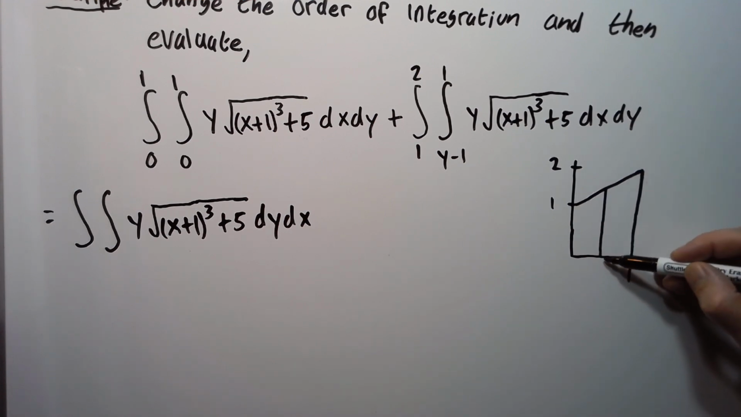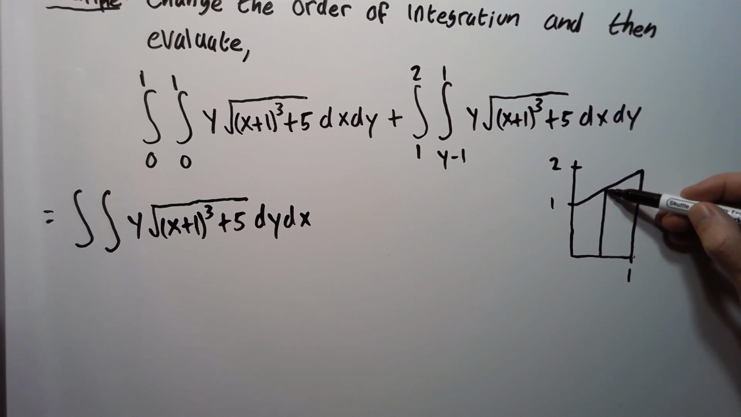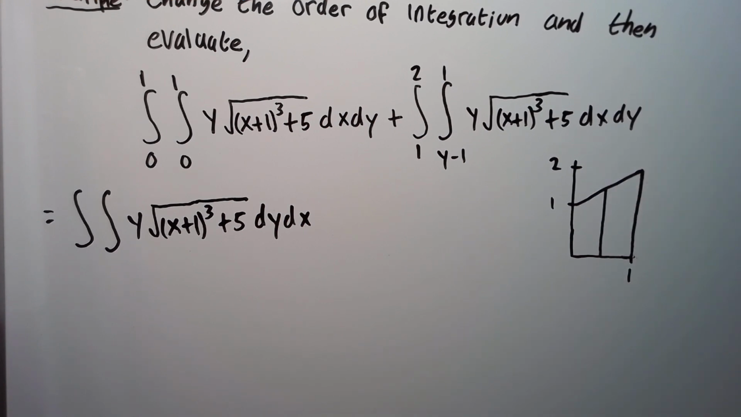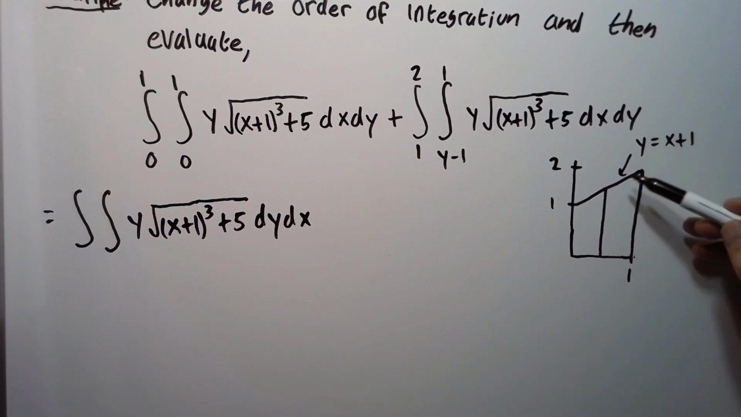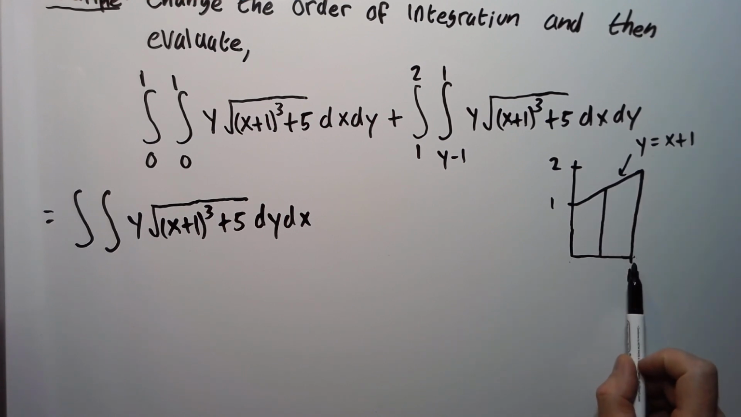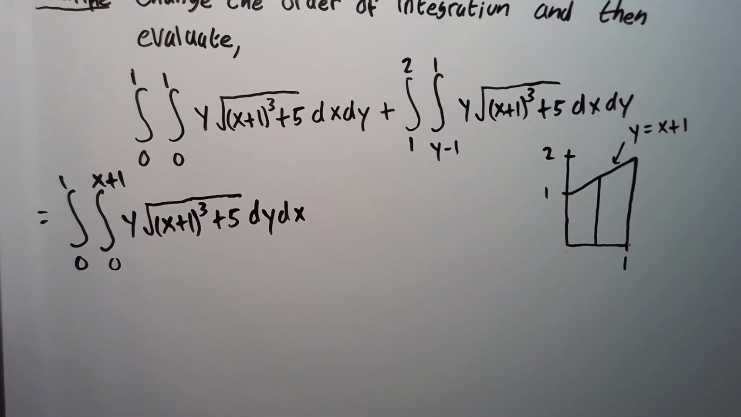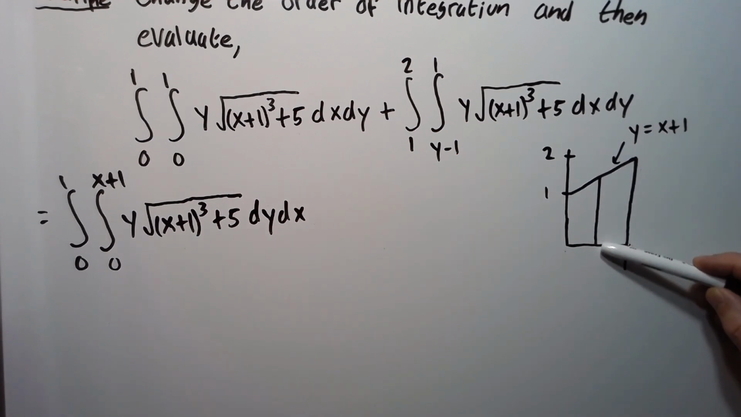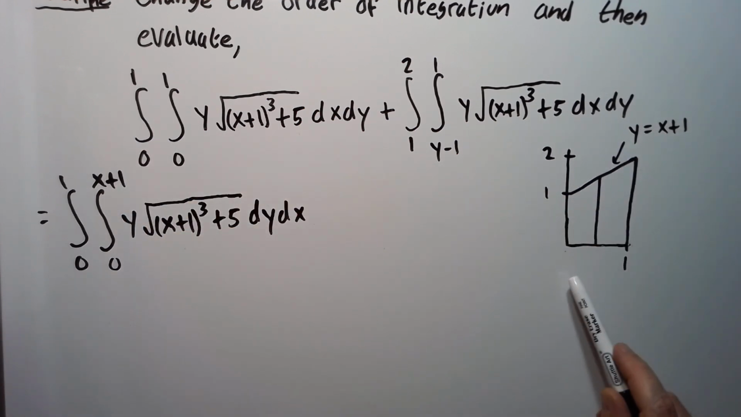Let me draw in the vertical strip here. Drawing the vertical strip, it's going to go from 0 up to the line, and we found that the equation of that line was y equals x plus 1. So therefore the y is going to go from 0 to x plus 1, and the x is going to go from 0 to 1 on our limits here. So I've written them here: you go from 0 to x plus 1, and then 0 to 1.